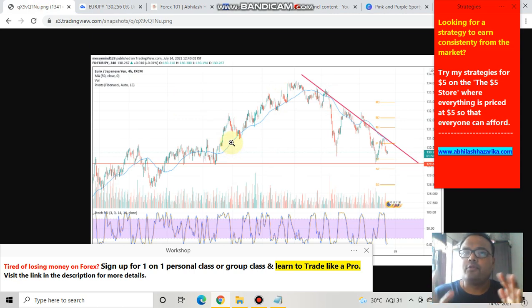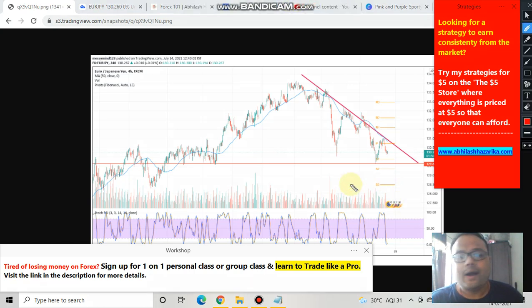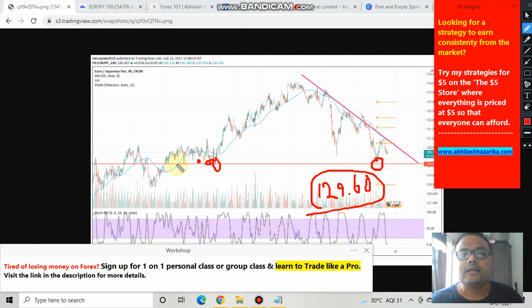This is just the 4-hour chart of the Euro JPY, but this is a zoomed out version. You can clearly see on this chart why I mentioned 129.60 as the support for the market, because apart from taking support here, the market has taken support at this level for a long time. Whenever the market came down to this price level, it got the required support.